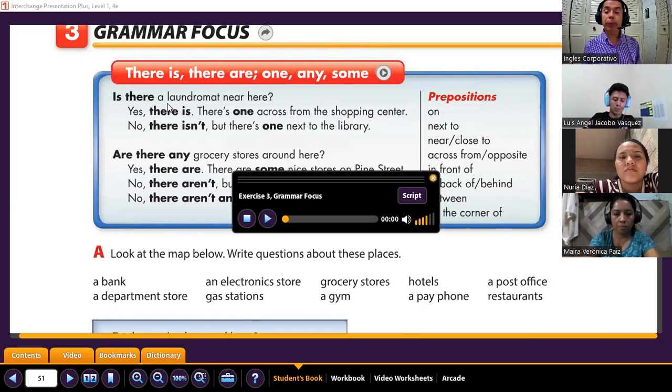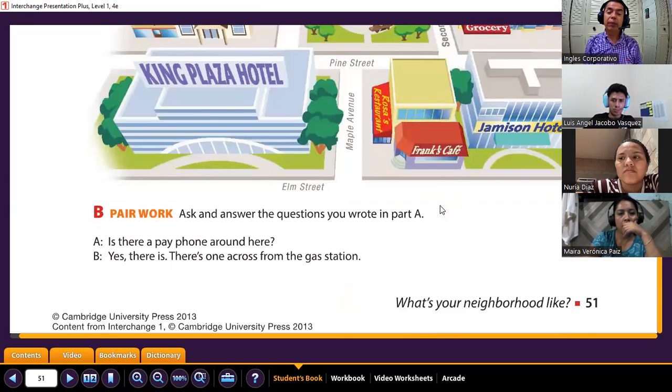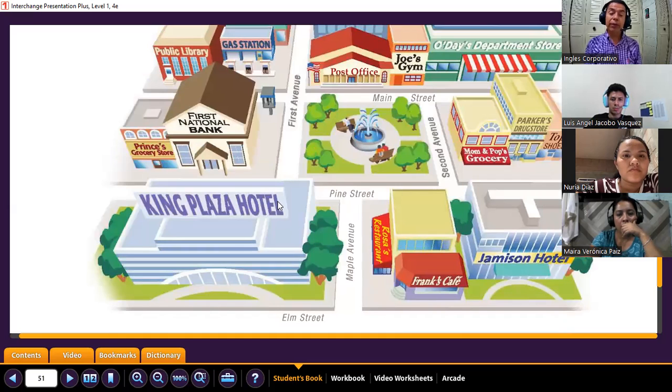Okay, you see, those are the prepositions, right? Sobre, a la par de, cerca de. Cruzando el otro lugar, you know, across from, opposite, or in front, right? In back of, atrás, behind, between, en medio, no vimos ningún ejemplo con between, ¿verdad? Ya vamos a ver alguno. Y on the corner of, por ejemplo, ¿dónde está el hotel King Plaza? It's on the corner of Maples Avenue and Elm Street. Está en la esquina de la avenida del Maple y la calle Elm, right? Esa no la usamos, ¿verdad?